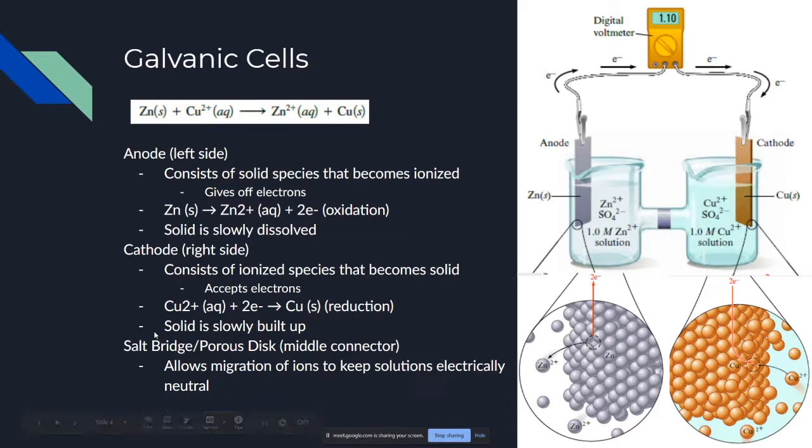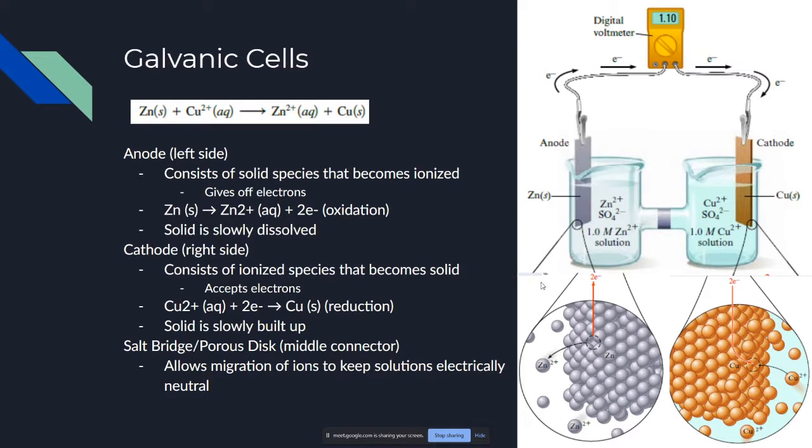And finally, the last component of a galvanic cell that you need to keep in mind is what's called a salt bridge or a porous disk. And it's this thing right here. And I think this one is called a porous disk. A salt bridge would be a tube that's above the beakers. Honestly, I don't know which one you're supposed to go with for which scenario, but you're going to see both.